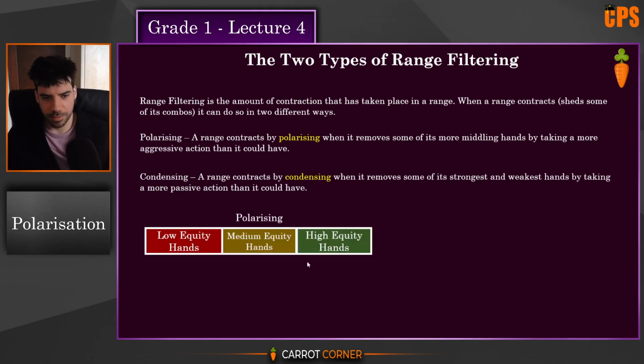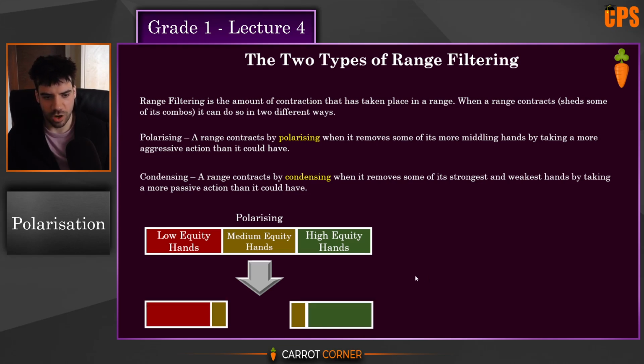So polarizing occurs when this starting range, this is an example of just a range before any betting has taken place, before any filtering. As you can see, it's landed on the flop with all sorts of hands at roughly equal concentrations, low equity hands, medium equity hands, and high equity hands. Before we've done anything, this is what the range looks like. Then when we take a more aggressive action than we could have by betting the flop, let's say, or raising our opponent's flop c-bet instead of calling or folding, what happens is that our range polarizes.